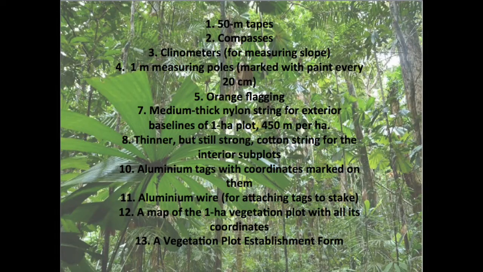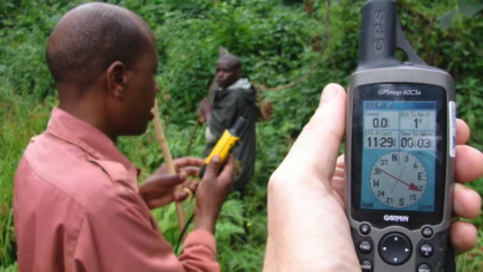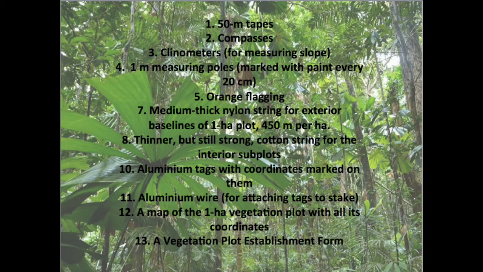Here is a list of the essential equipment needed to establish a plot. 2 to 3 technicians are required to set up a plot, and this again involves several key steps, precision, and attention to detail. The baselines of the plot are established first and are 100 metres long. From there, small subplots are made using thinner string. Subplots make collecting data less chaotic, as areas are clearly marked.